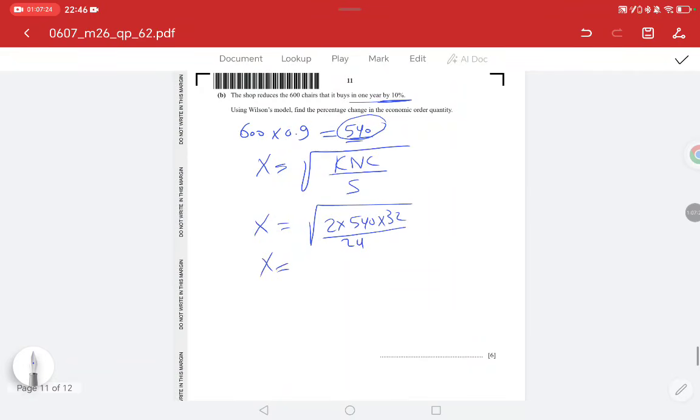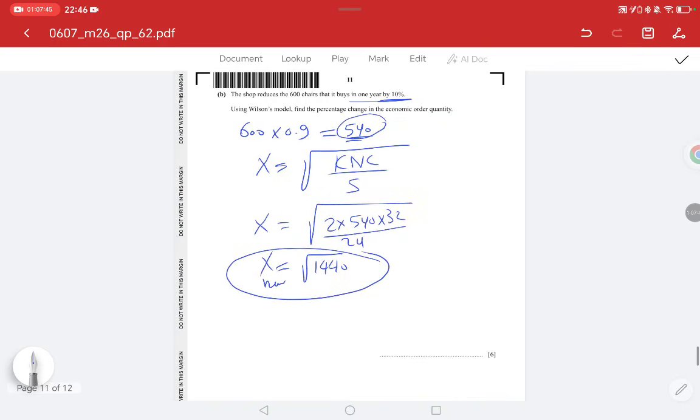The square root. So let's use the calculator. 2 times 540 times 32, all of this divided by 24. The square root of 1440. This is x, the new x.